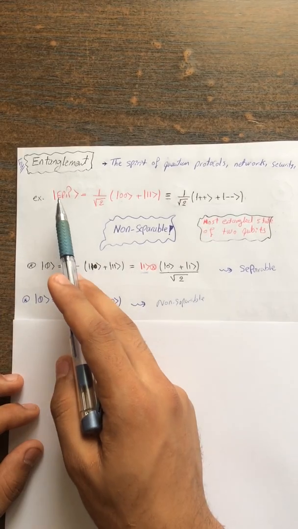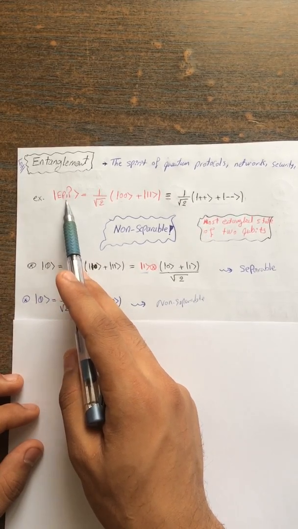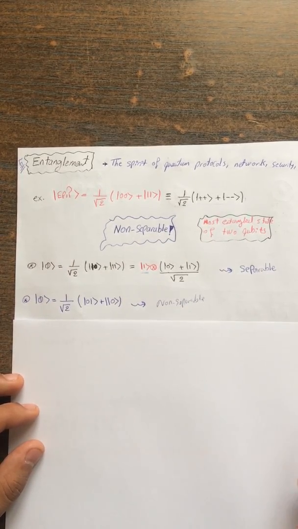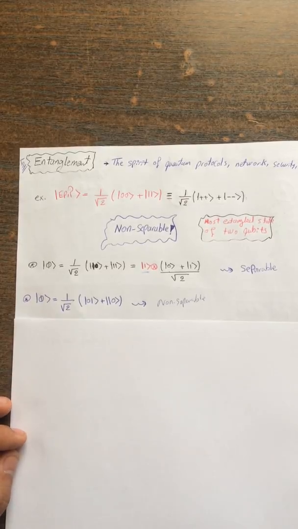And by the way, EPR is one of the most entangled states of 2 qubits, one of the most entangled states of 2 qubits. And you will discover EPR even in a few minutes.